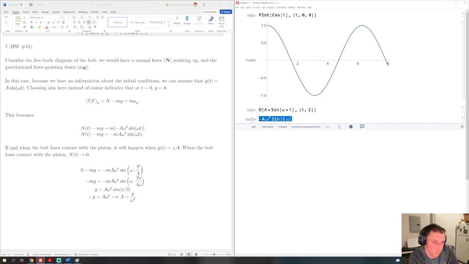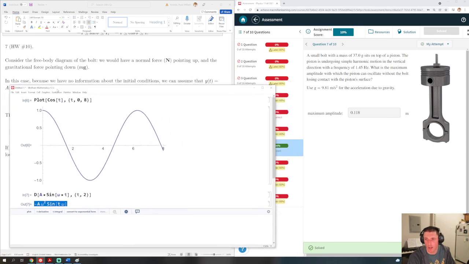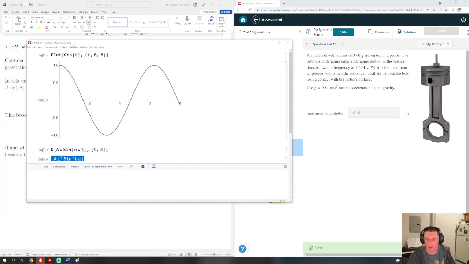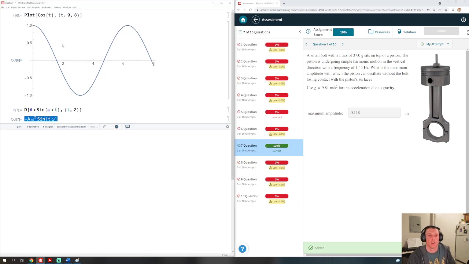Let's see here. Wait, why is it sine of t over 4? Okay, this is a good question. Okay, you know what I want to do? I think maybe plot this with the values they give us. That might be a good thing to do. So I'm going to cheat here and use my answer, but I'm going to plot.